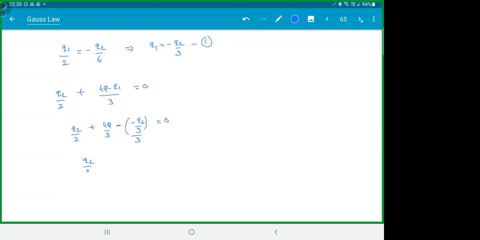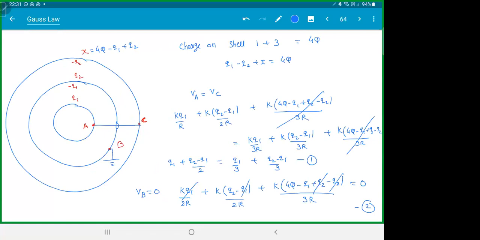Numbers are bad. Q2 by 2 plus Q2 by 9 is minus 4Q by 3. 9 plus 1, 11. Q2 by 18 is minus 4Q by 3. 3 is up, 6 up. Q2 will be minus 24Q by 11. But anyways, if you got the equation, job is done right after this. Have a look at this. It's all math after this. Numbers are bad.